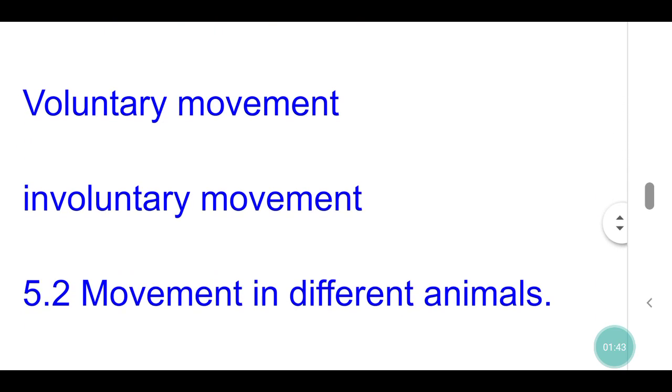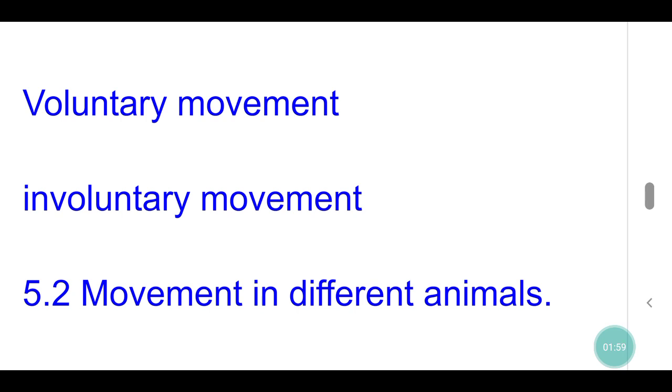What is the use of movement? Movement helps to perform necessary functions such as pumping of blood. Who is doing pumping of blood? Our heart, to different parts of the body in an organism. Movement can be both voluntary movement and involuntary movement. There are two kinds of movement, voluntary movement and involuntary movement. Let us see the example of voluntary movement and involuntary movement.